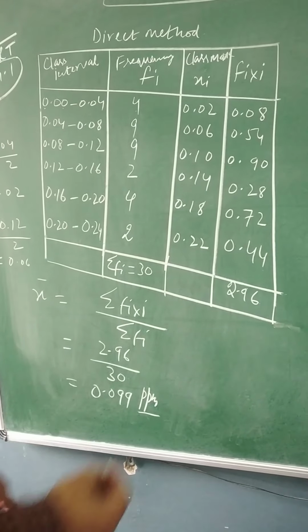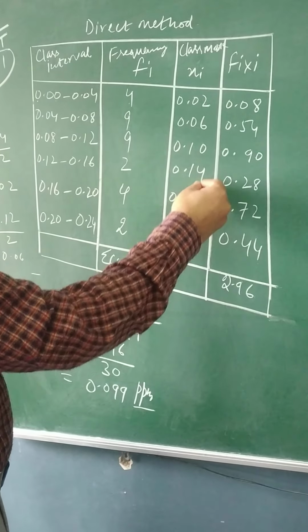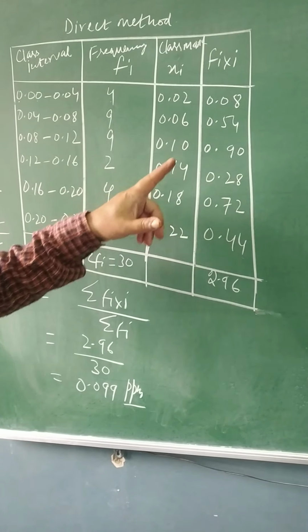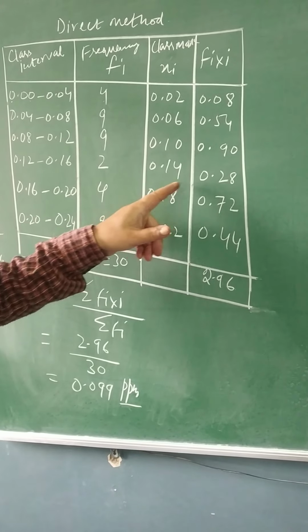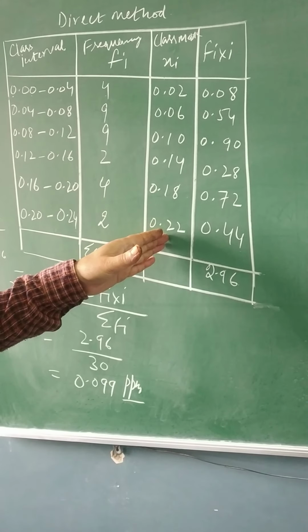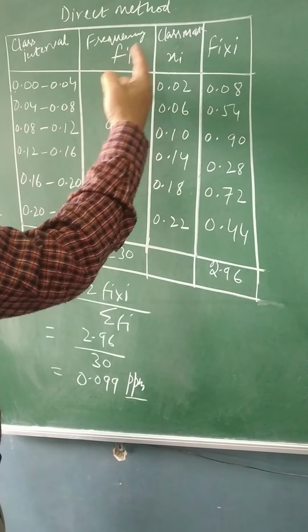Like that. Whatever the difference between the first two is, the same you keep adding to the next one. So 0.04, it will make 0.10. Then again 0.04, 0.14, again 0.18 and 0.22. In that way you can write all the class marks here. And then the last column is the product of these two, fi into xi.